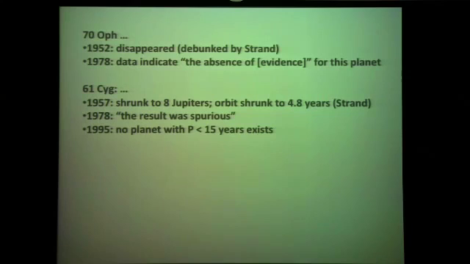In 1995, there was a definitive announcement that there is no planet in this system with an orbit of less than 15 years. And modern data confirm there's no planet there. There's no way they could have seen a planet there. Those measurements, those angles are much too small. All they were looking at was noise.